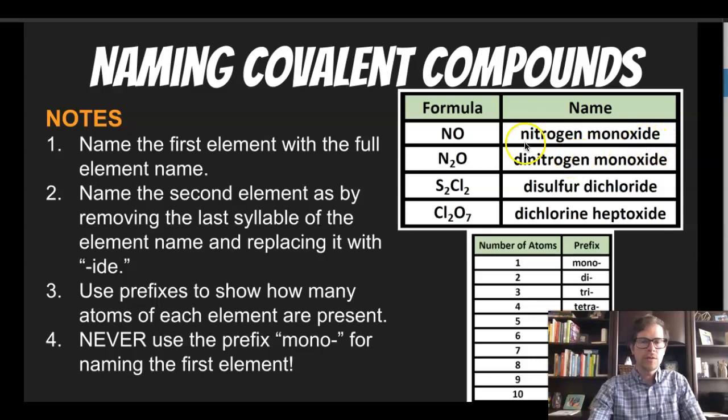What we don't do is put mono in front of the first one when there's only one of it present. So we don't say mononitrogen, we just say nitrogen monoxide. We do use the prefixes for other ones. So if it's N2O, we say dinitrogen monoxide. And then you can see some other examples. If we have 2 chlorines and 7 oxygens, we're going to call it di for 2, chlorine, hept for 7, oxide. Make sure you have this list of prefixes handy somewhere. If you can't get it here, pause the video or otherwise look it up from your notes previously. Make sure you know which prefixes mean which numbers.